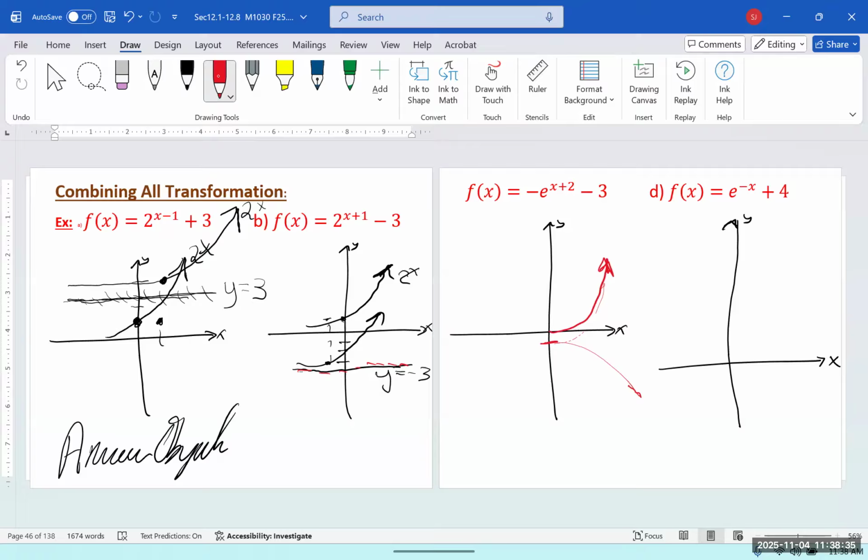How do I go back? How do I erase? It is.